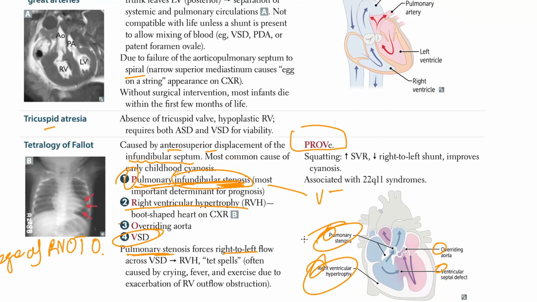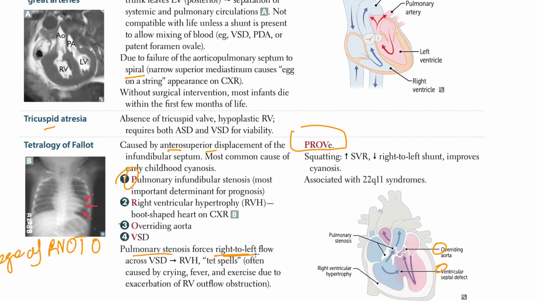Then you have this pulmonary stenosis, which forces the right to left shunt. Again, we did talk about pulmonary stenosis as a major thing here, where the severity is dependent upon how much stenosis you have, how much infundibular stenosis, how much pulmonary stenosis, which is the same thing. And that pulmonary stenosis forces the right to left shunt, and that right to left shunt across the VSD causes right ventricular hypertrophy, and then you have these TET spells often caused by crying, fever, exercise due to exacerbation of right ventricular outflow tract obstruction.